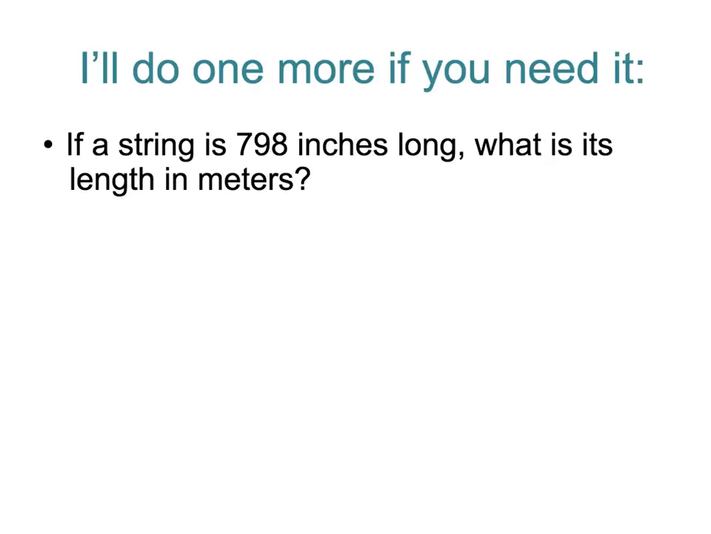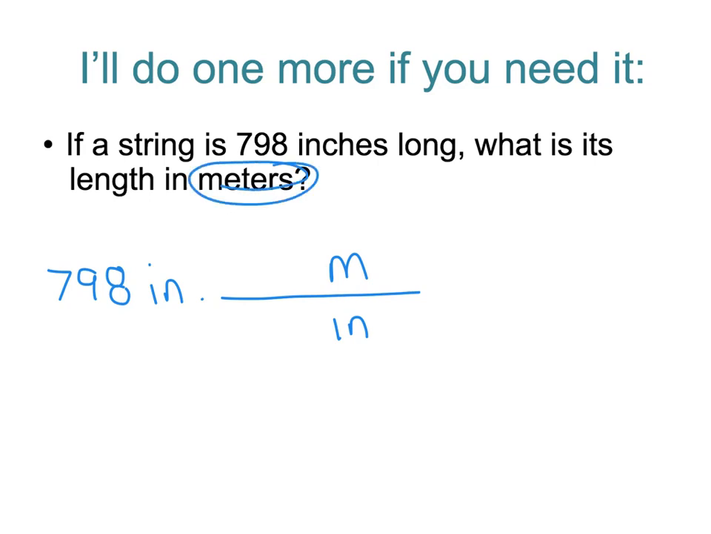Okay, I'm going to do one more for you, and it's not going to be typed, I'll just write it out. If a string is 798 inches long, what is its length in meters? So I know I'm going to start out with the value that they give us, and I'm going to put the unit in. That's how I'm going to start. I'm going to multiply that by a ratio, and I already know I'm going to want inch to be in the denominator, and I'm going to want meters to be in the numerator, because that's what the question's asking me to get for my answer.